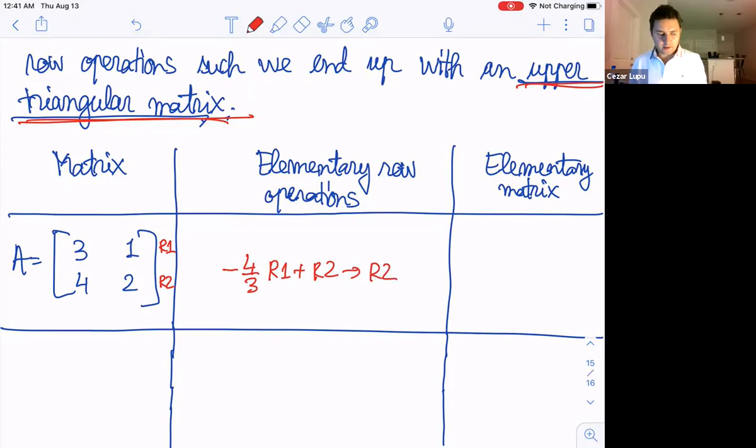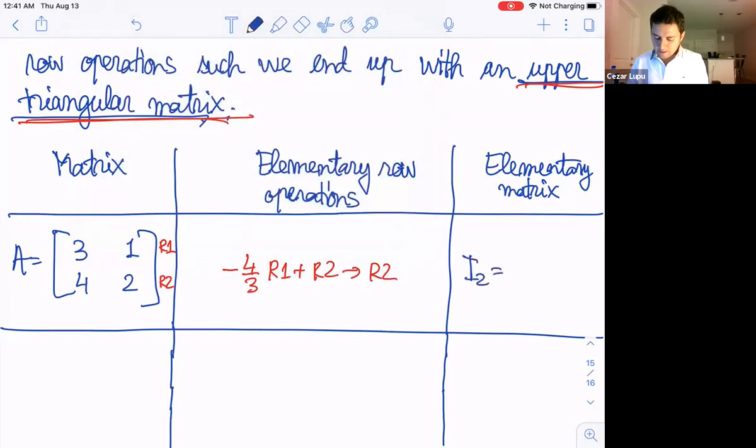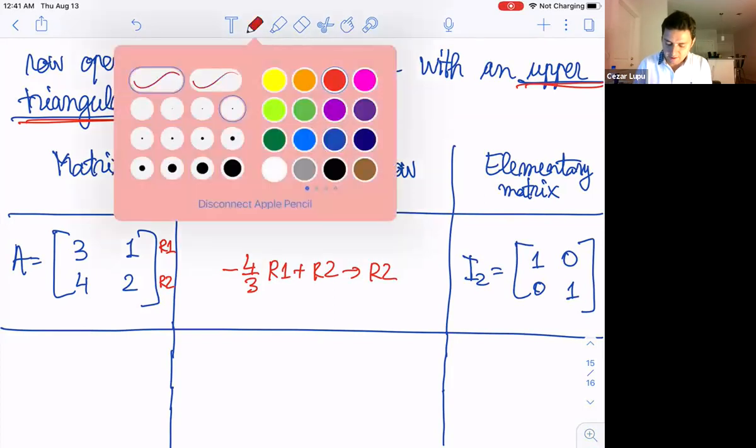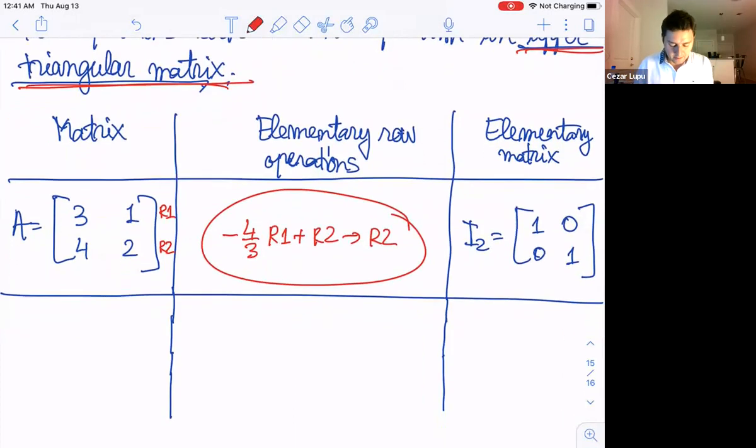And my elementary matrix, keep in mind that we start here with the identity. And I'm going to perform the same operation on the identity because we said that this is what an elementary matrix is. We obtain it from the identity by applying a single row operation. So we will apply this row operation and we'll end up with the following. We'll call it directly U because we'll obtain it in upper triangular form. It will be 3, 1. So the first row will stay the same, but the second will be 0 and 2/3.